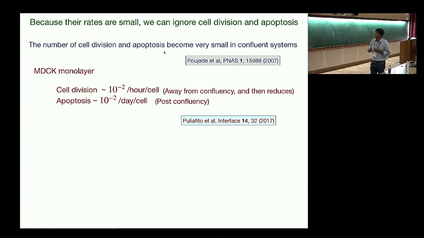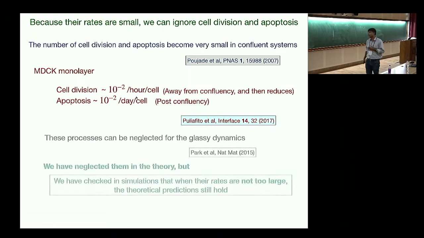So, for example, some experimental numbers in the MDCK monolayer, taken from this paper: cell division is of the order of 10⁻² per hour per cell, and this is before the confluency limit. As you go towards the confluent limit, this number becomes even smaller and smaller. On the other hand, apoptosis, post-confluency, is of the order of 10⁻² per day per cell. And as it approaches the homeostatic steady state, these numbers become much smaller.